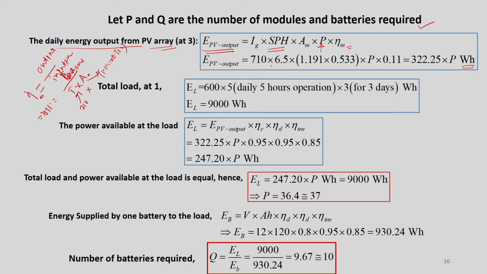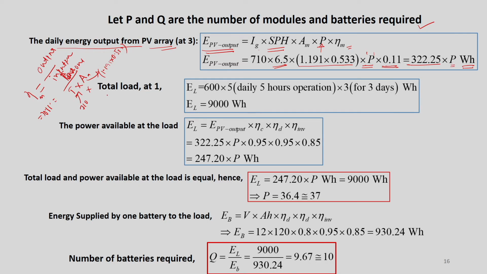So, we need to multiply how many hours solar radiation will be there. So, 6.5 multiplied by the area of a single module, and P is the number of modules, right, and we know the efficiency of the module. Once we do this calculation, then what we will get is about 322.25 P, okay.